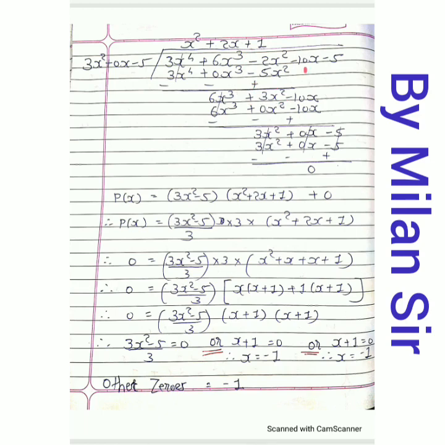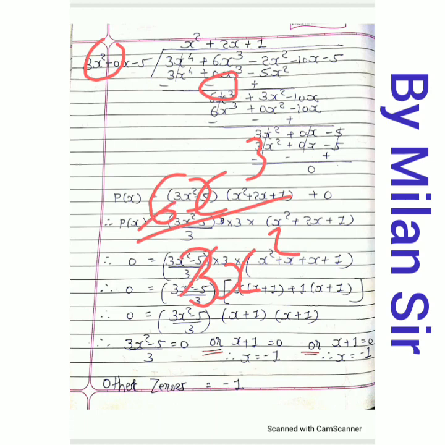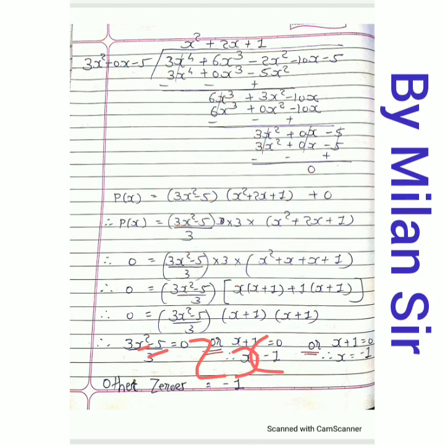Then minus 10x comes down. Then again, first term with first term. Now my first term is 6x cube, and here again 3x square. So 3 2s are 6. That's why 2. And in exponent, I need to subtract. So 3 minus 2, 1. And no need to write 1 here. So my answer is 2x. That I wrote in the quotient.